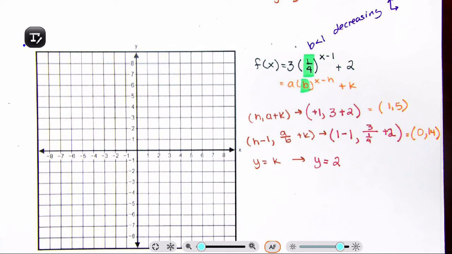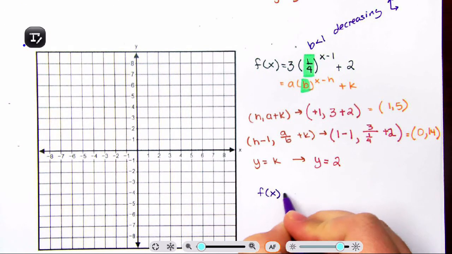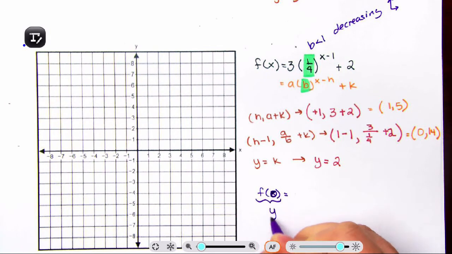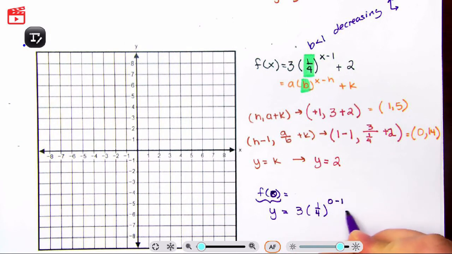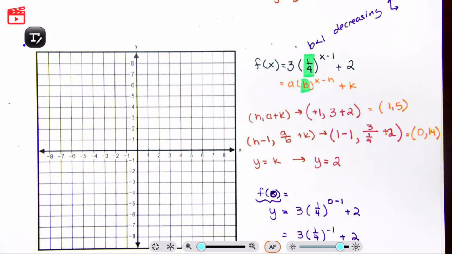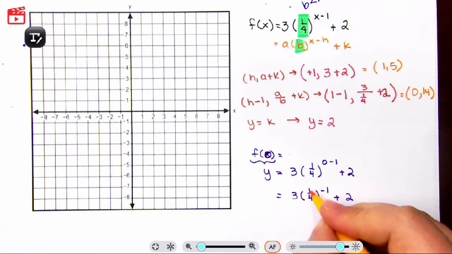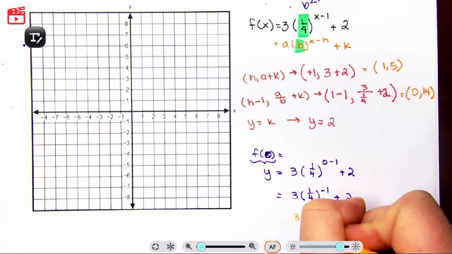And let's do our y-intercept. Again, you're setting your x equal to 0. You can set all of this equal to y if you want. You can say y equals 3 times 1/4 to the power of 0 minus 1, plus 2. So I have 3 times 1/4 to the -1 power plus 2. Make sure you are aware of what it means to have a negative exponent. Negative exponent means make it a fraction, flip it, and remove the negative. Now, since we already have a fraction, we don't need to create a fraction, so I'm just going to take the reciprocal and remove the negative.